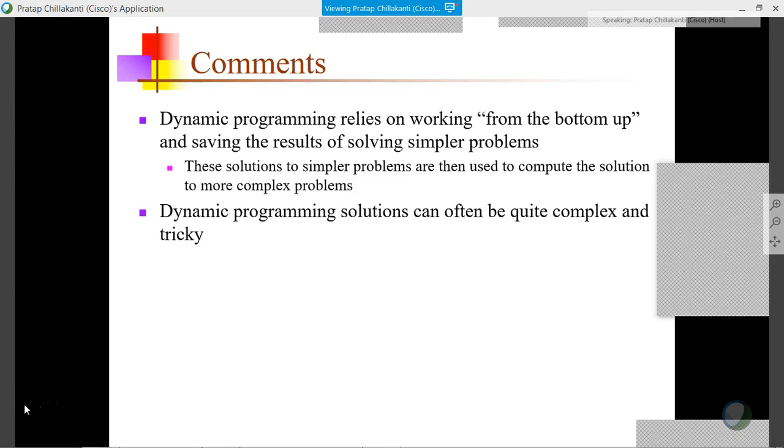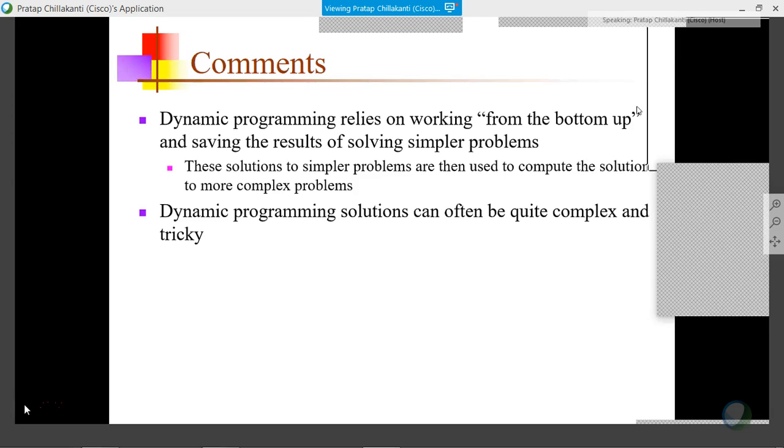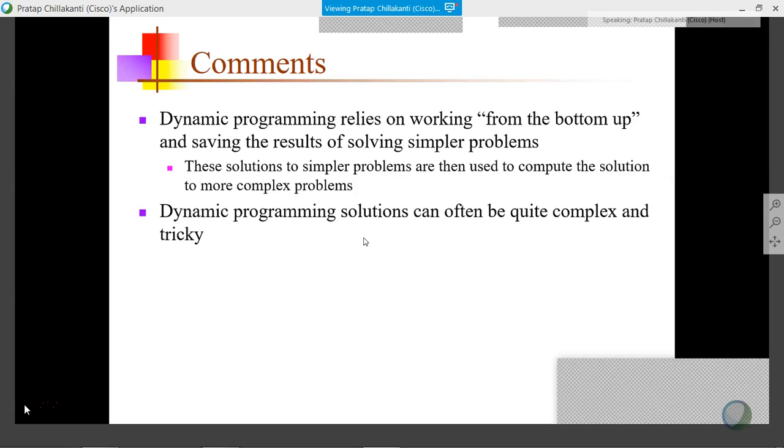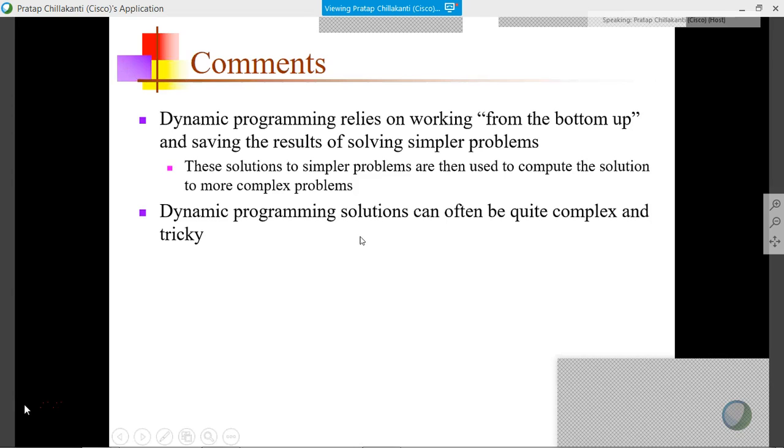Okay. As I said here, it's a very complex and tricky way of doing it. I would almost say that there's no scientific way to solve it. It's more art than science. I see lots and lots of examples in the literature which clearly demonstrate dynamic programming is still more art than science. Okay.